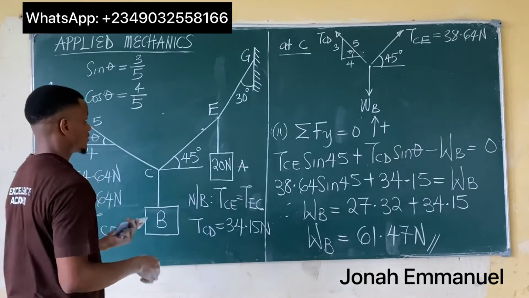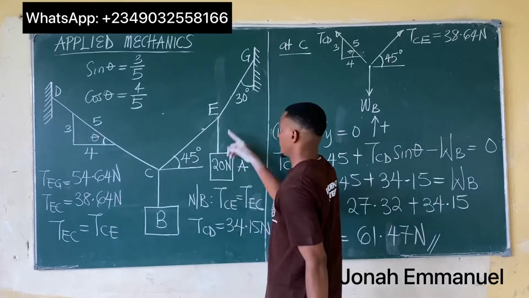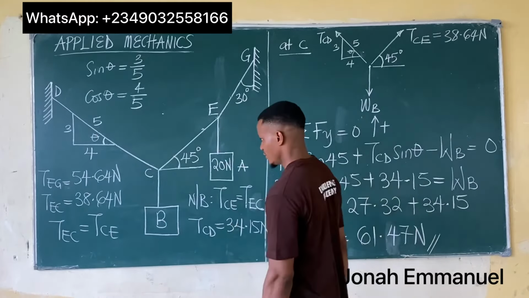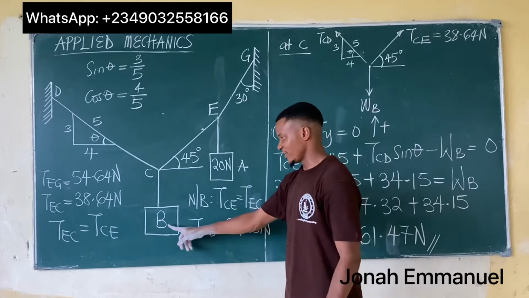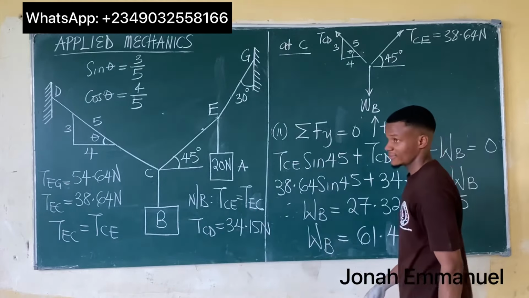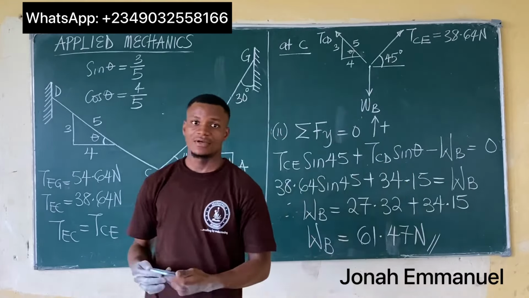Alright, so I think we've gotten everything. So calculate the forces on the cords. That was 1, 2, 3, which we've gotten as 1, 2, and 3. And then they say the weight of B, which we've gotten here. Alright. So this is how you solve this question.